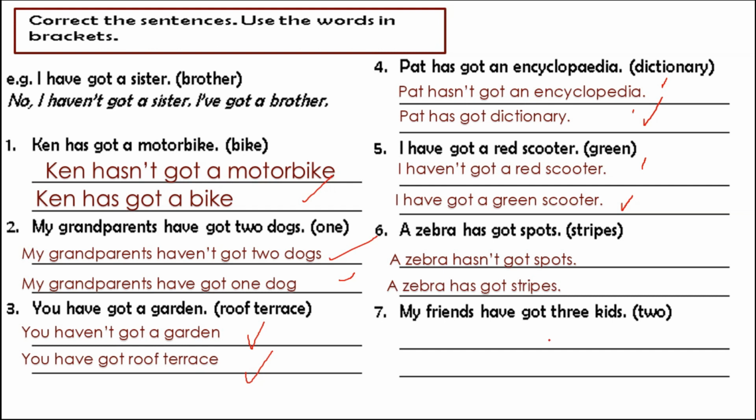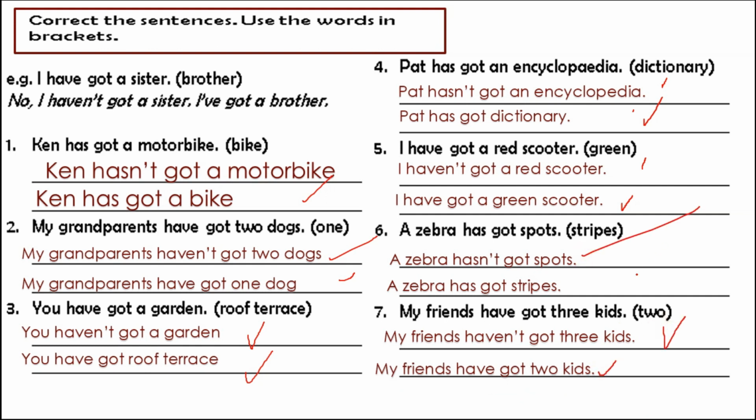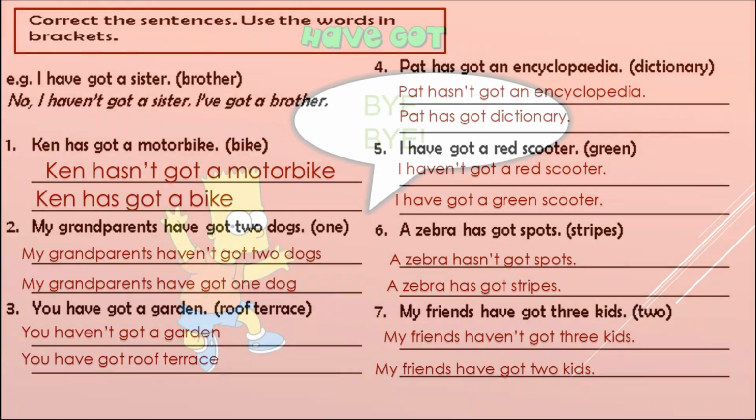Another. My friend has got three kids. In the bracket it says 2. My friend hasn't got 3 kids. My friend has got 2 kids. Has got, right? Okay. So that is the exercise.